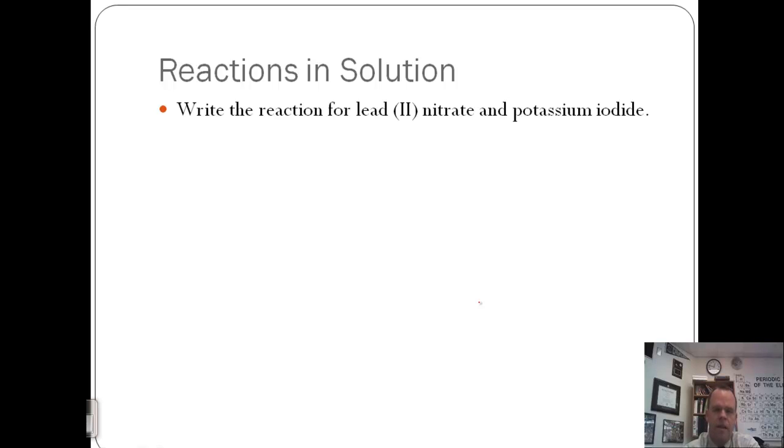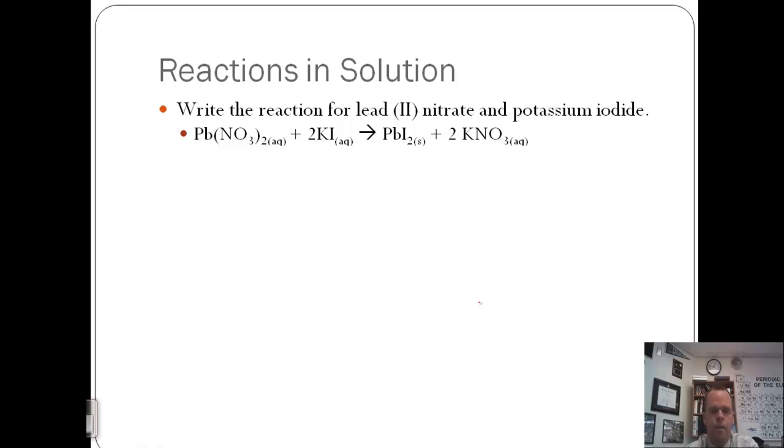So let's say we wanted to write the equation for lead-2 nitrate and potassium iodide reacting together. Lead-2 nitrate, Pb(NO3)2, potassium iodide, KI. They're going to switch partners and form a double replacement reaction. PbI2 will be one product.